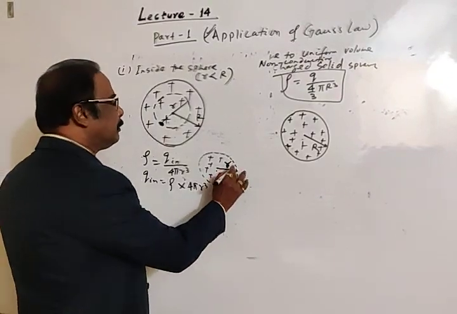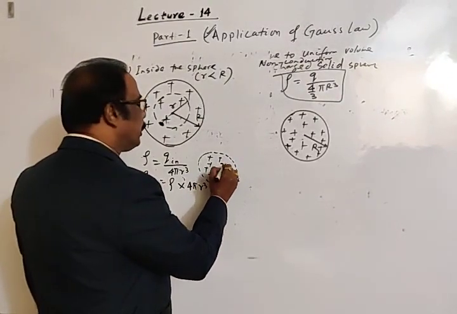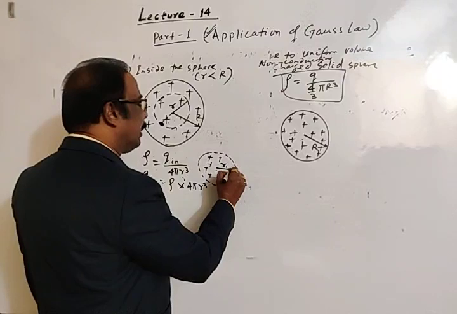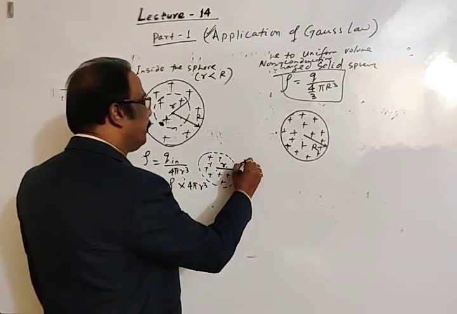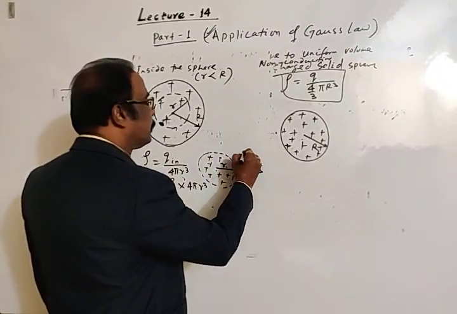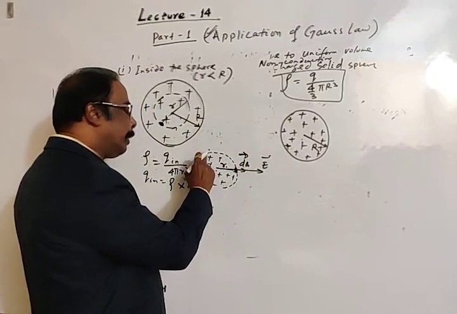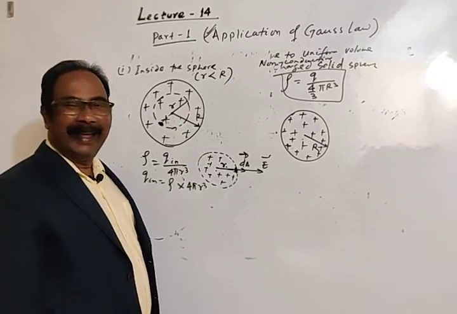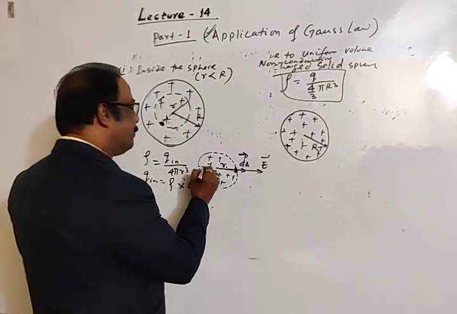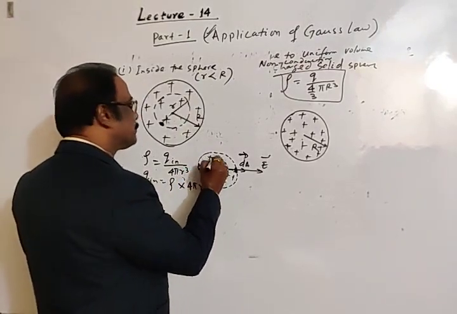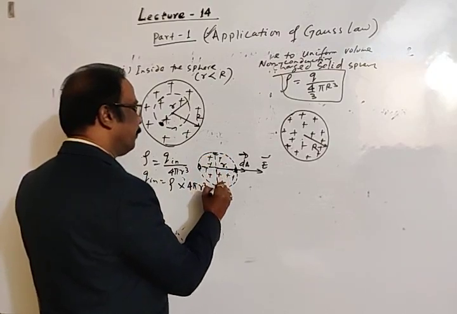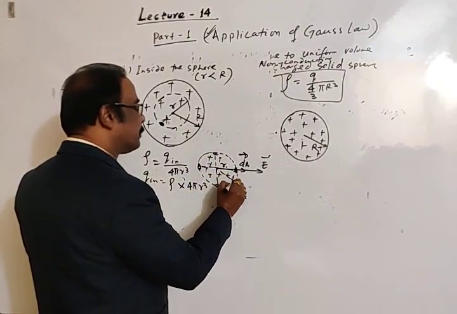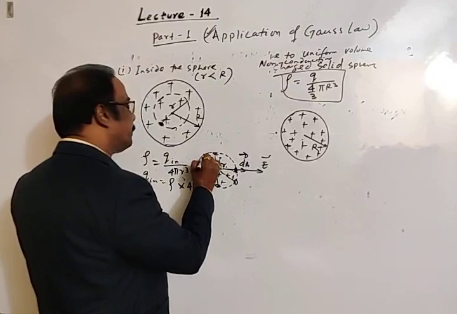Now, let's imagine this is the radius and elemental area dA, direction of dA, and the electric field due to positive charge is radially outward. If the charge were negative, then the electric field would be radially inwards. And accordingly, we may imagine a number of elemental surfaces on the surface of the sphere.